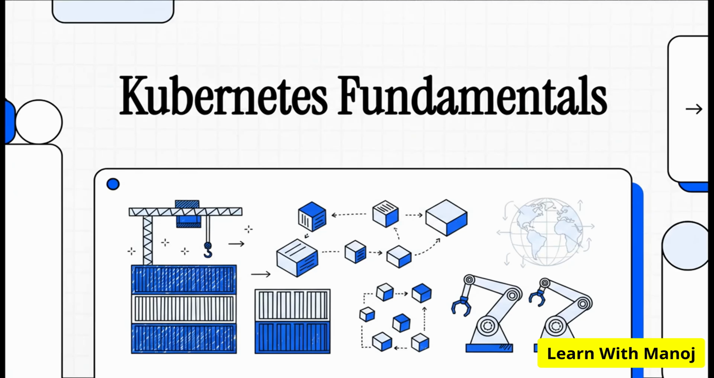Have you ever wondered how massive globe-spanning applications, think Netflix or Google Search, run so incredibly smoothly? Well, you've come to the right place. We're going to break down the amazing technology that really powers the modern internet, Kubernetes. And we're going to do it using an analogy that makes it all click: a giant, automated digital shipping yard.